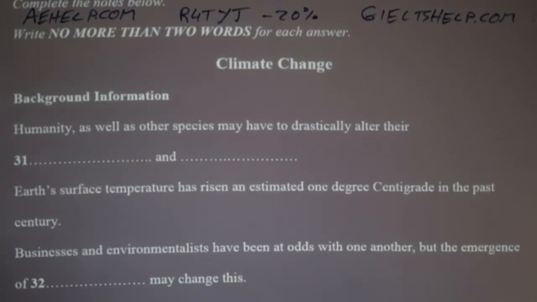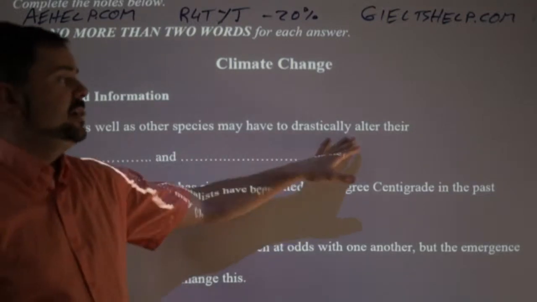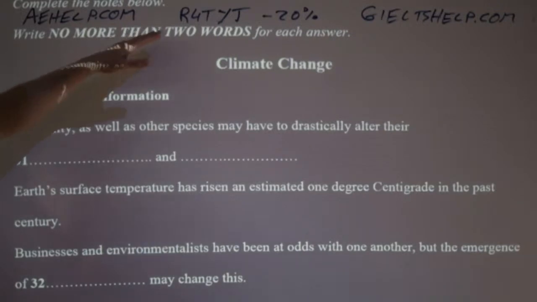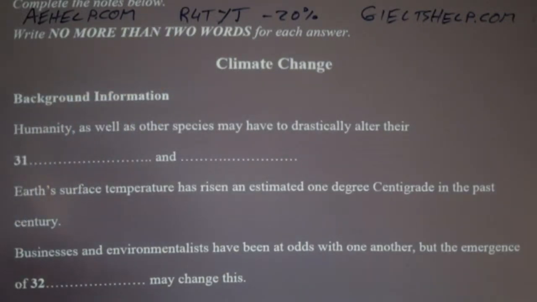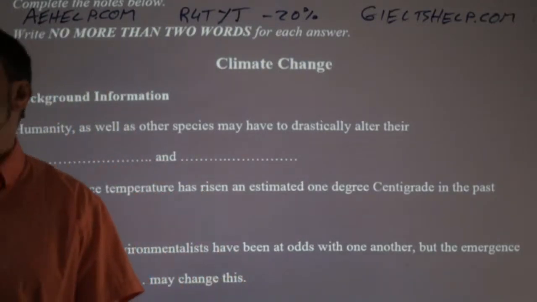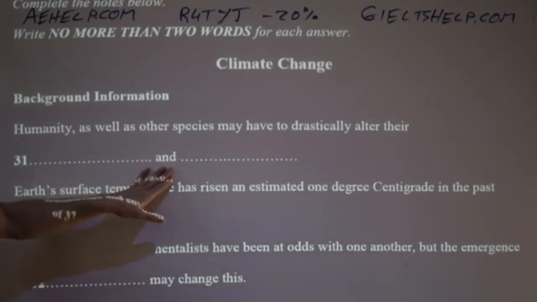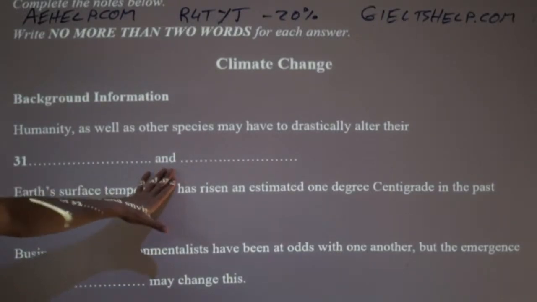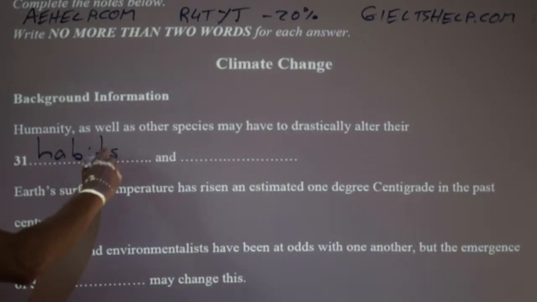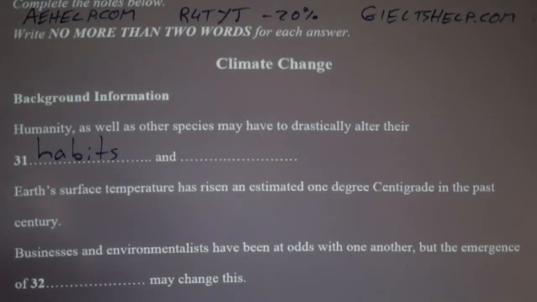All right, so first the professor gives some background information. Humanity, as well as other species, may have to drastically alter their something and something. This is just one question, and you need to get these 2 words correct. Okay, it does say write no more than 2 words. So it's very clear here. Sammy and Carolina both agree with Arda that it's habits and habitats. You don't need the word and. That would be too many words. So it's just simply habits, okay, and habitats.